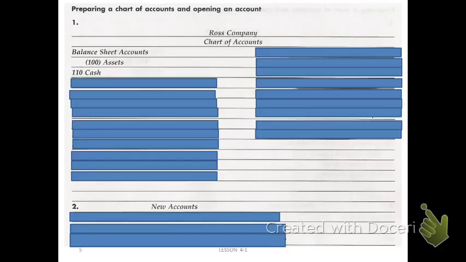Now, the account number that we are assigning to cash is the number 110. Notice we did not start with the number 100. We went straight from 100 to 110. The reason we're doing that is we may need to leave room for future account titles that could be added in. So you always leave room by assigning your original account numbers in increments of 10.